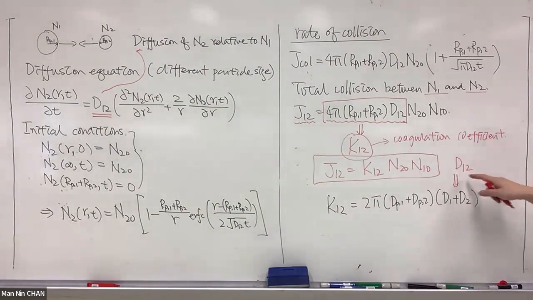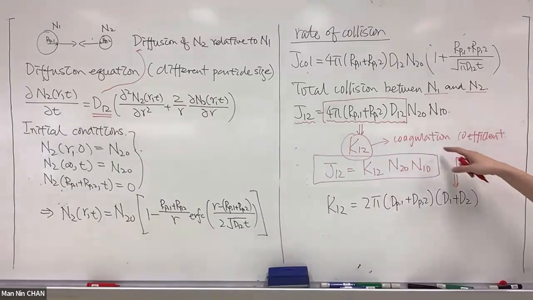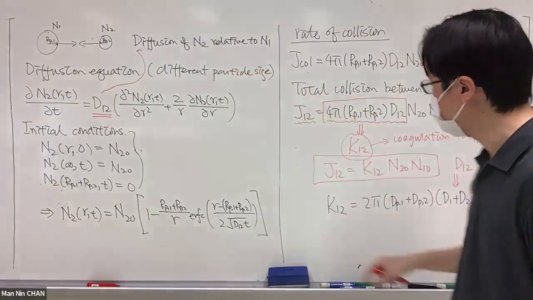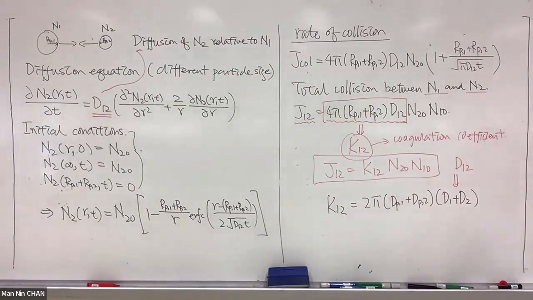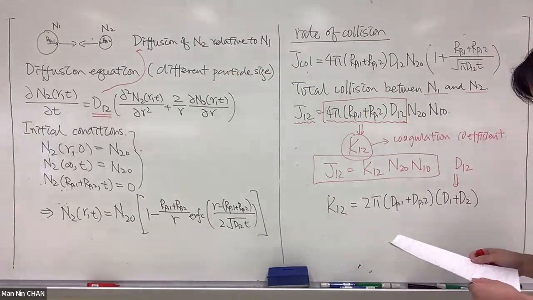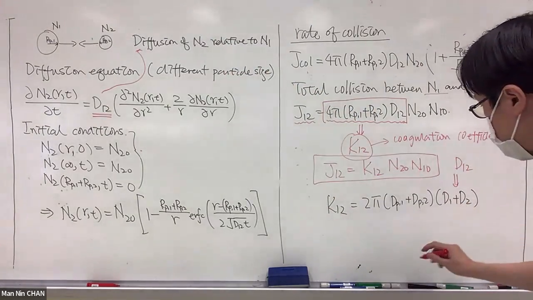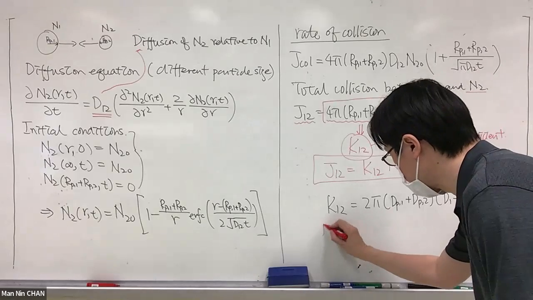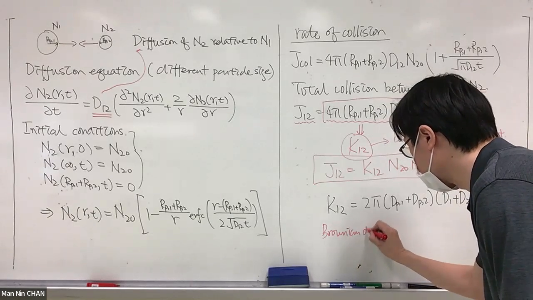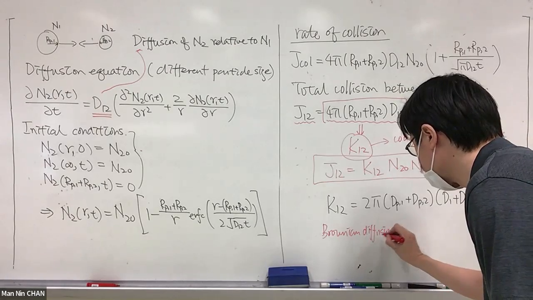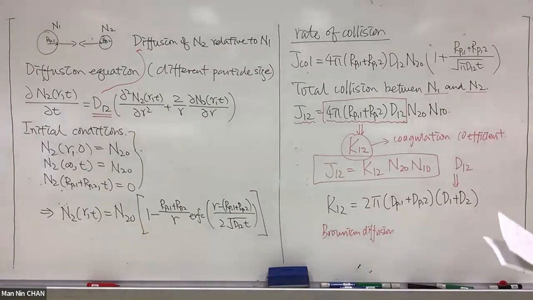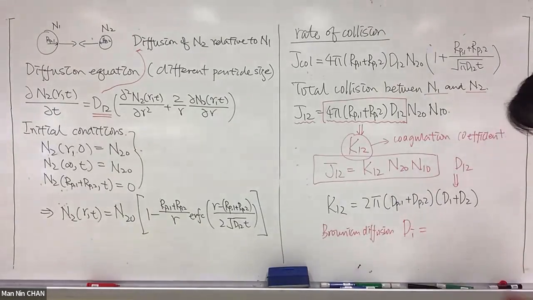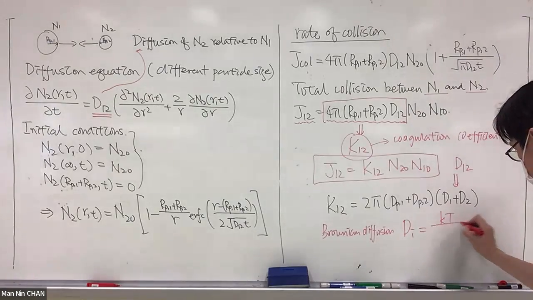Okay, so this is how you can calculate the D12, that means the diffusion of the N2 relative to N1. You can calculate the diffusion coefficient of the N1 plus the diffusion coefficient of your N2 here. And then one way to calculate this diffusion coefficient, because we are talking about the Brownian diffusion, we just show another way to calculate this Brownian diffusivity, Bi. It's similar to what we discussed before.